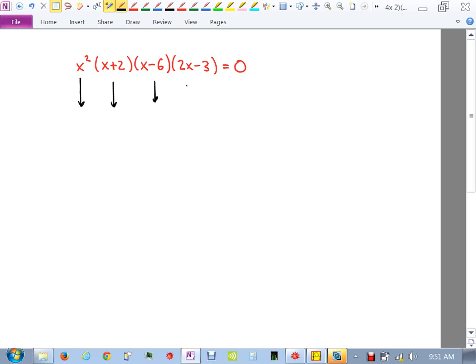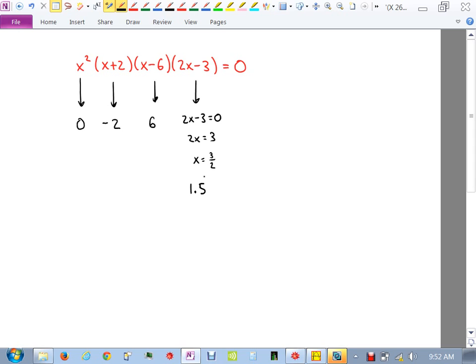Let's see. First one, 0. Second one, negative 2. Third one, 6. Fourth one, you're setting 2x minus 3 equal to 0. Yep, 3 over 2. Move the 3 to the other side, divide by 2. 3 halves, which as a decimal is 1.5. I'm only converting it to a decimal because I need to put it on a number line, so I want to make sure I know where it is.